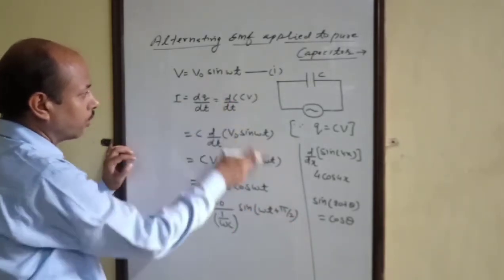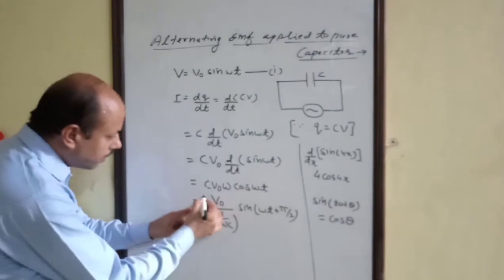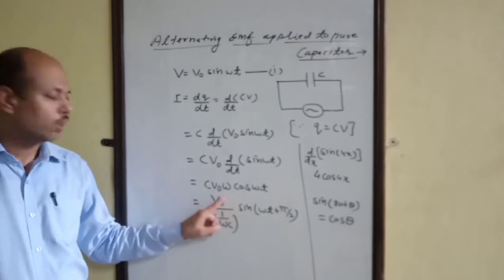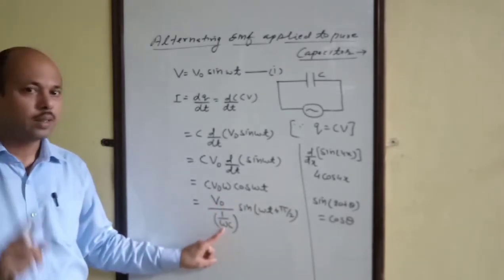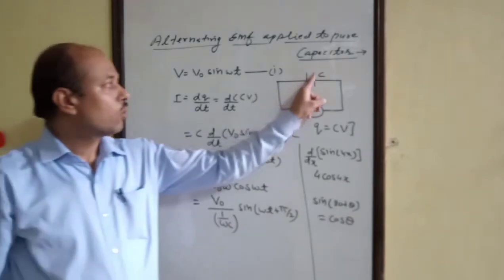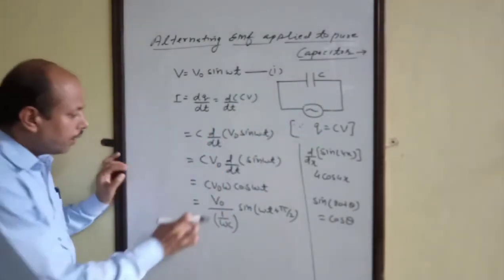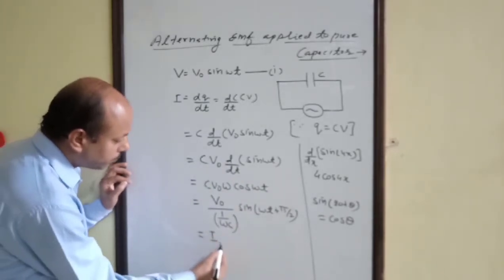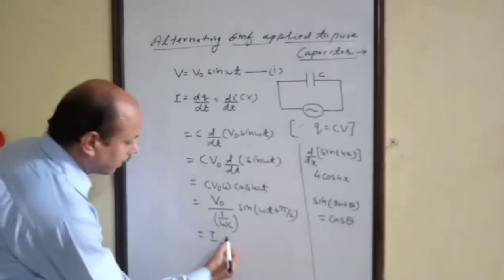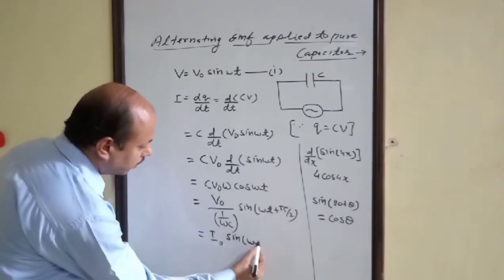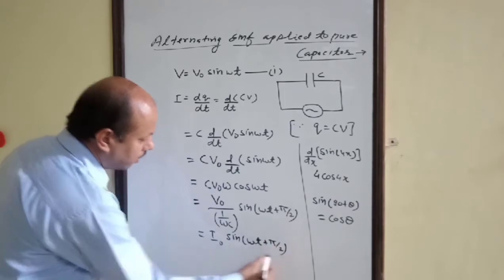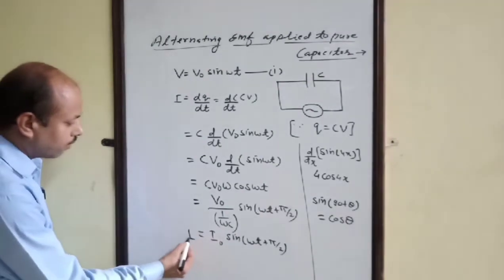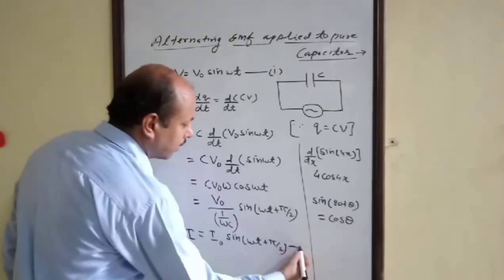Now we can compare the phase. But this quantity is constant, because V naught is the peak value, which is constant. Omega, the angular frequency, is also constant. C, the capacitance of the capacitor, is also constant. It means this whole quantity is constant and it can be written as I naught. The whole equation becomes I naught sin of omega t plus pi by 2. And this is the value of current. This we can mark as equation 1.